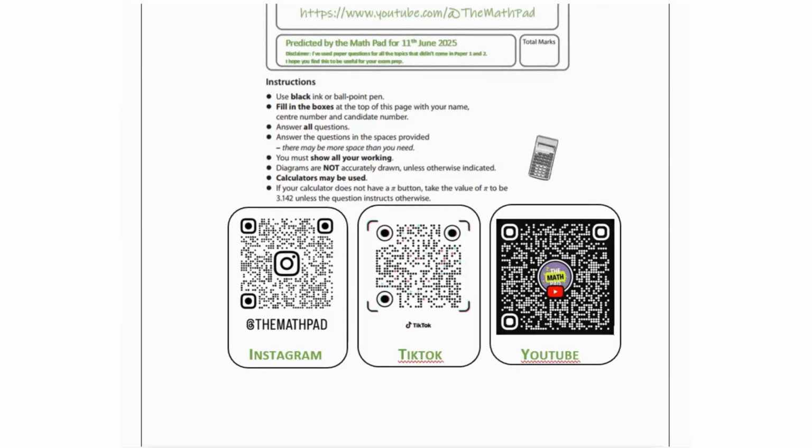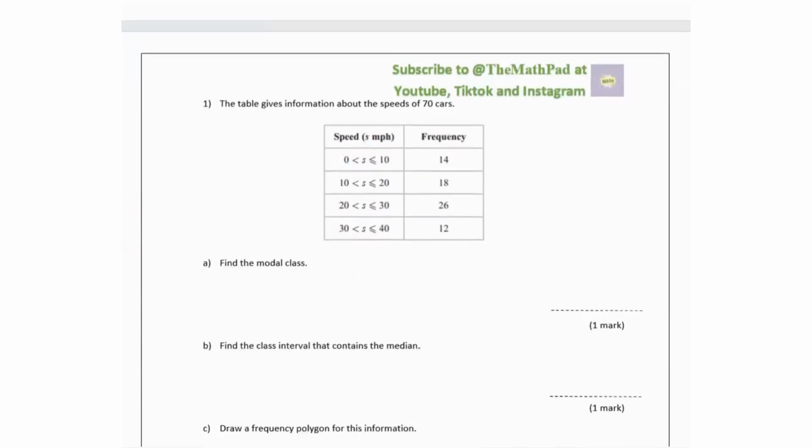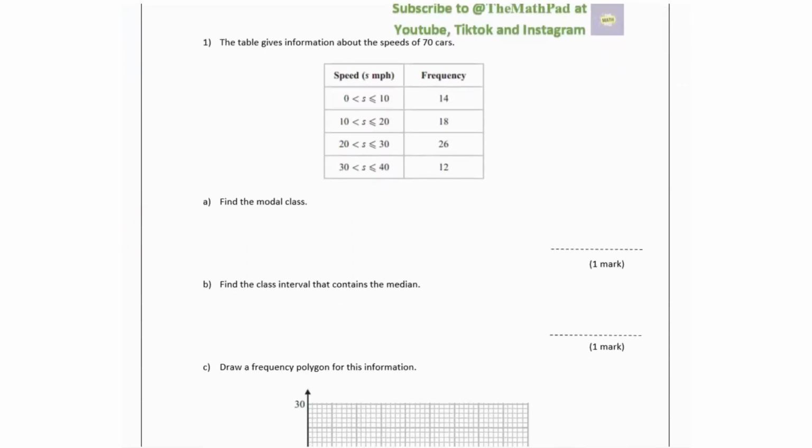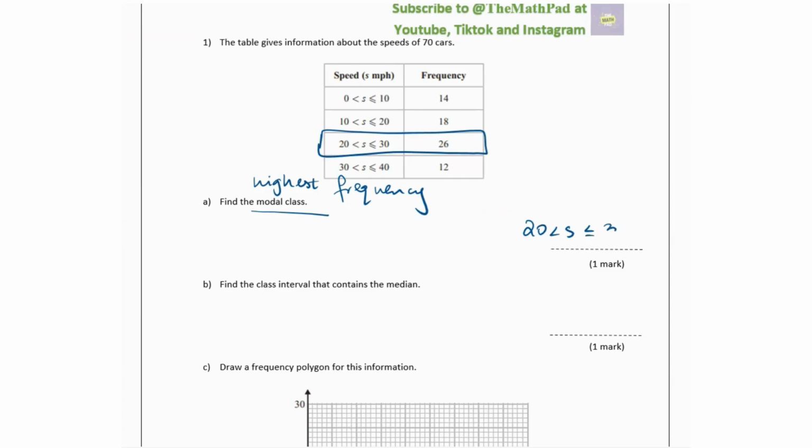Without further delay, let's start with the questions. In the first question, we have a table which shows the class intervals for speed and the corresponding frequencies. They want us to find the modal class. Modal class is basically your highest frequency. If you look at your table, we can see that the highest frequency is for the interval 20 to 30. That is your modal class.